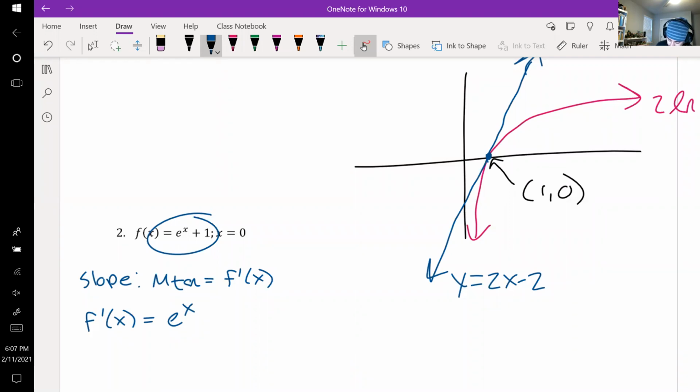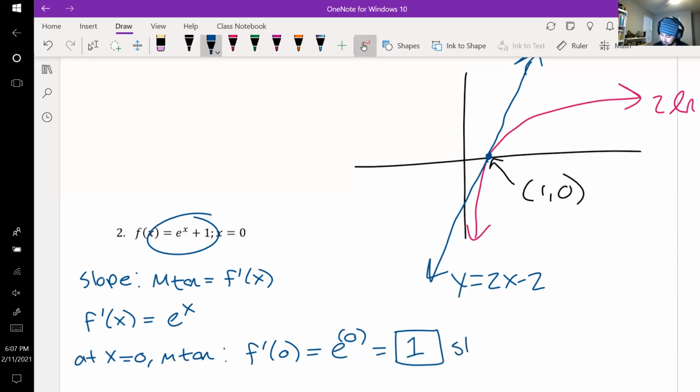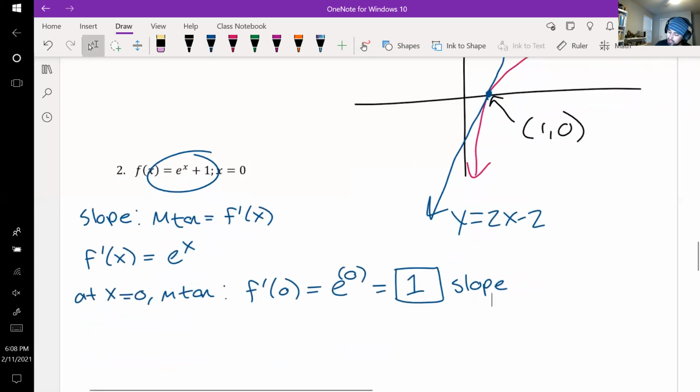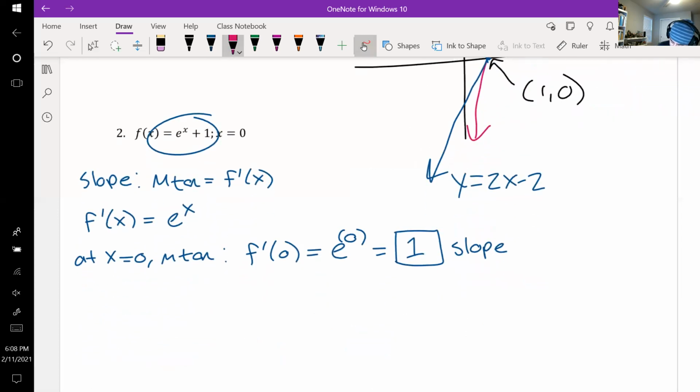And now, at x equals 0, m tangent is going to be f prime of 0 equal to e to the 0th. And what is anything to the 0th power? 1. There's our slope. So anything, no matter what, to the 0th power is 1. Okay, so we have our slope. Now let's find our point.